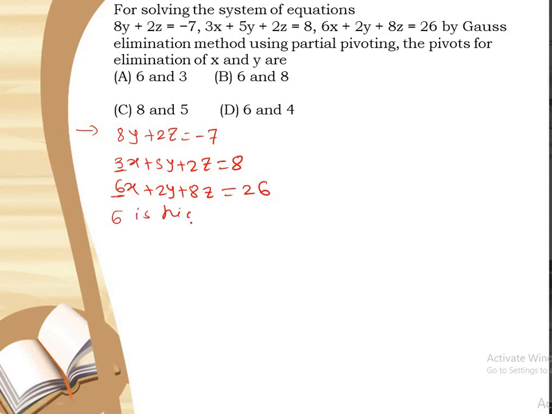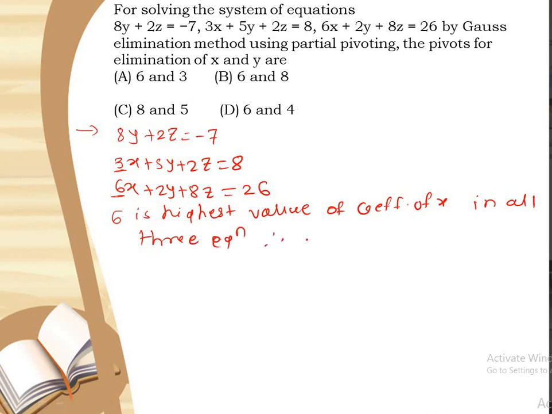So 6 is the highest value of the coefficient of x in all three equations. Therefore 6 is the first pivot value. Okay, so we have the first value.